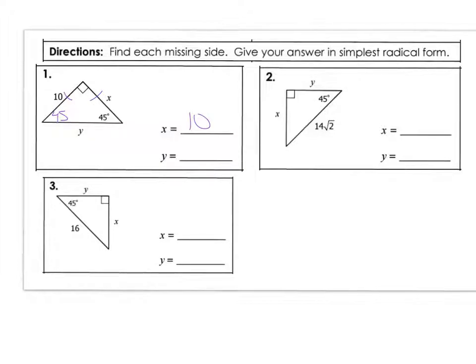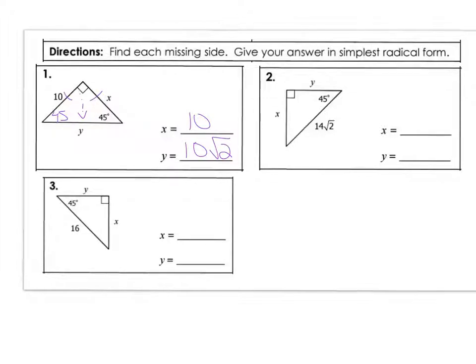And then the hypotenuse, which is y, here's the right angle, here's the hypotenuse. The hypotenuse is whatever the leg is, 10 times the square root of 2. We could use the Pythagorean theorem here, but if we know that in a 45-45 right triangle, the hypotenuse is always the leg times the square root of 2, we save ourselves a little bit of time, okay?